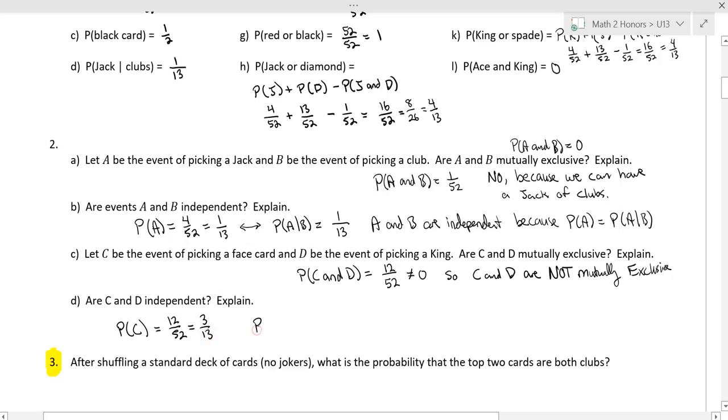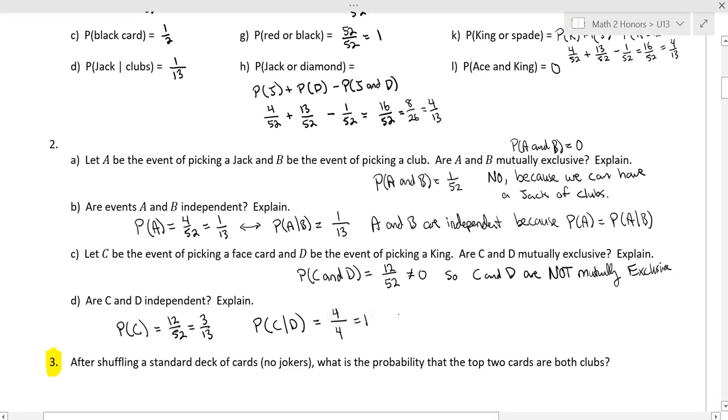And now let's look at the probability of C given that event D already happened. So if event D already happened, that means you picked a king. There are 4 possible kings out there: the king of spades, clubs, hearts, and I'm missing one. Either way, we got 4 kings. Out of those 4 kings, how many are face cards? All of them. So 4 out of 4, which is 1.